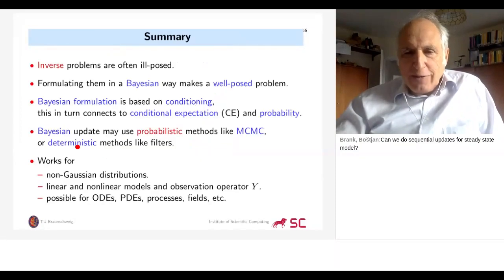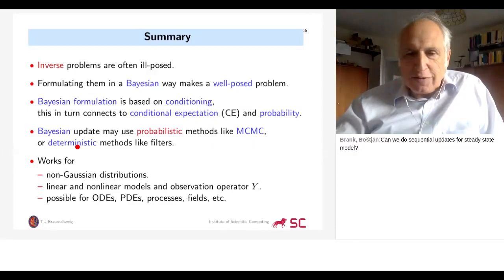Good, so I'm at the end now. Inverse problems are ill-posed when we view them in a deterministic manner. Viewing them in a Bayesian way makes them well-posed. And the Bayesian formulation is based on conditioning. We have seen two ways of doing this, probability and expectation, okay? The probability version used MCMC, the other one used filters. And we've seen this works for non-Gaussian distributions, linear, nonlinear, highly nonlinear models, and observation operators for ODEs, PDEs, and so on. So I'm finished here.